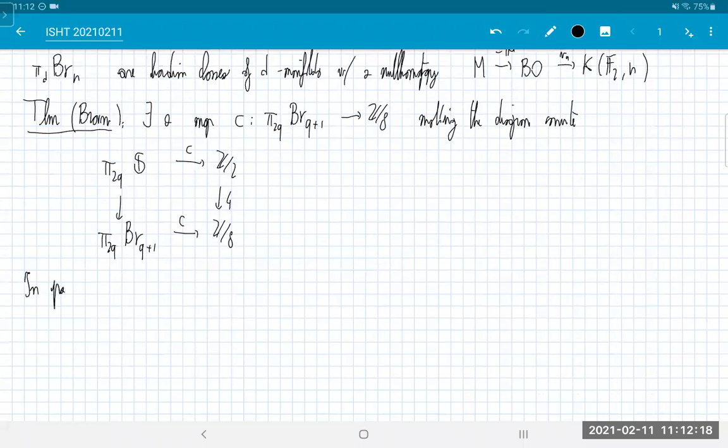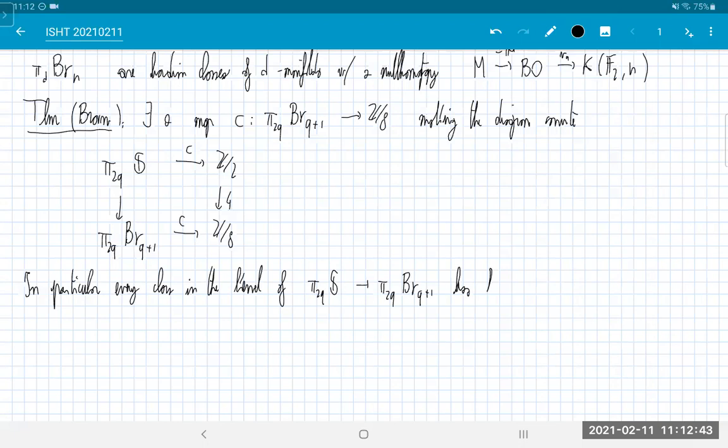In particular, and that's the result that Browder proved with a little more trick, every class in the kernel of pi 2q sphere to pi 2q Browder q plus one has Kervaire invariant zero. And this is all still very manifold. I don't have the time to give you this construction, but essentially the idea is you look at the definition that Kervaire and Milnor gave for this Kervaire invariant and look at what's the minimal possible structure on your manifold you need to repeat this construction.